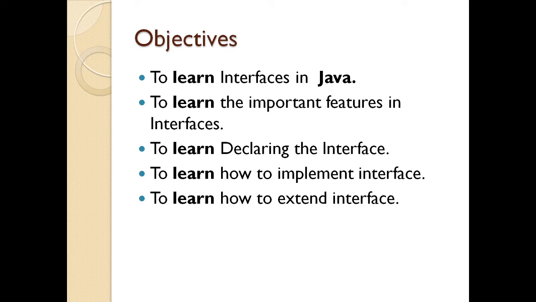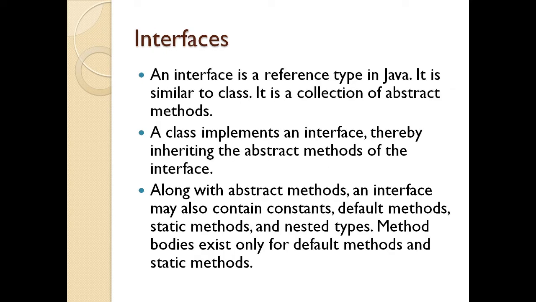An interface is a reference type in Java. It is similar to a class. It is a collection of abstract methods. A class implements an interface, thereby inheriting the abstract methods of the interface. Along with abstract methods, an interface may also contain constants, default methods, static methods, and nested types. Method bodies exist only for default methods and static methods.